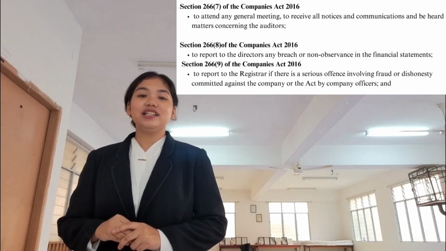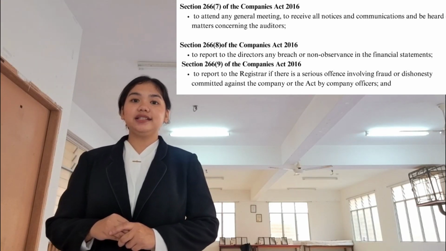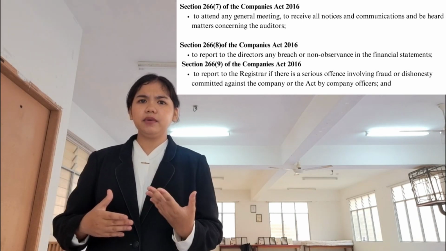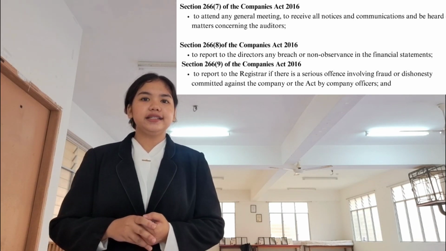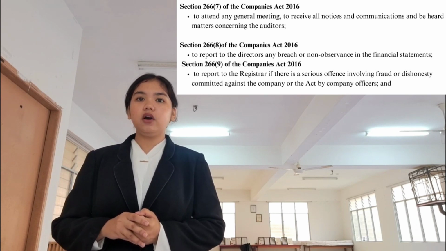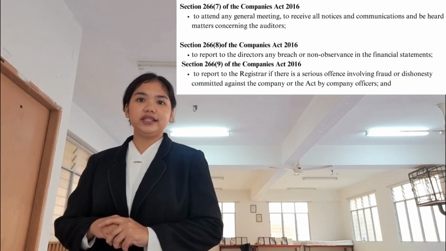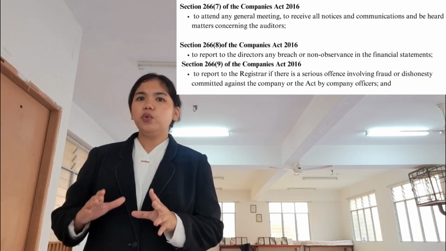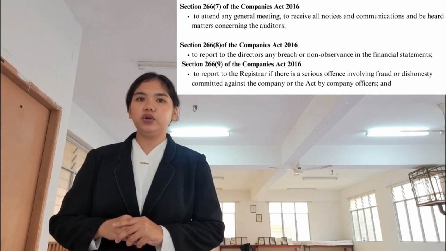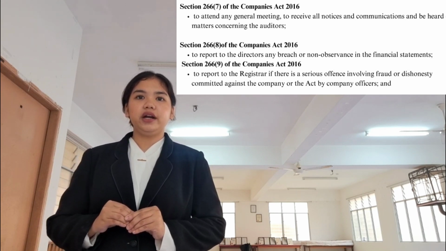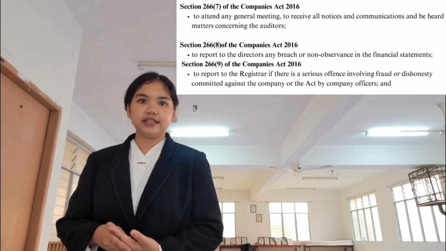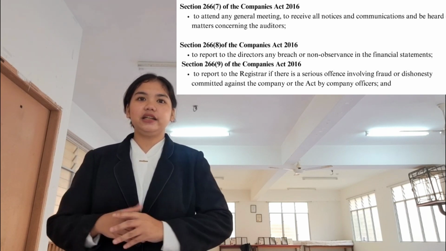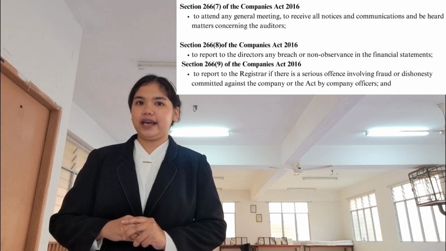Next, Section 266, Subsection 7. An auditor of a company or his agent authorized by him in writing is entitled to attend any general meeting of the company and to receive all notices of and other communications relating to any general meeting which a member is entitled to receive, and to be heard at any general meeting which he attends on any part of the business of the meeting which concerns the auditor in his capacity as auditor.